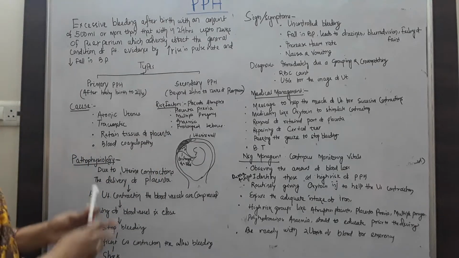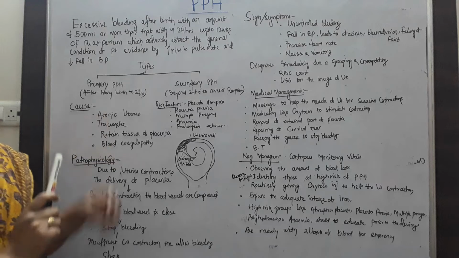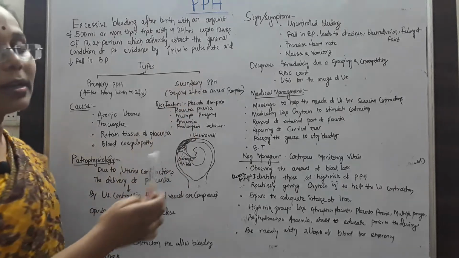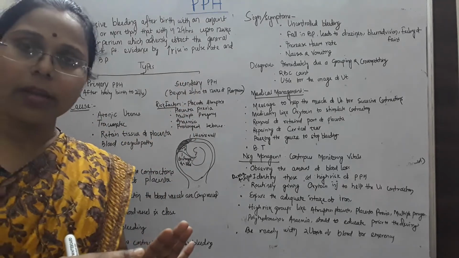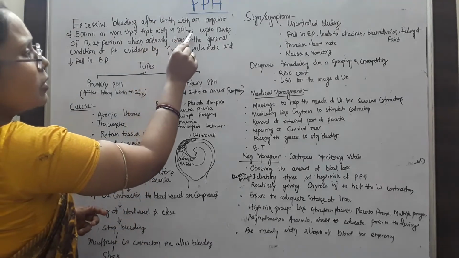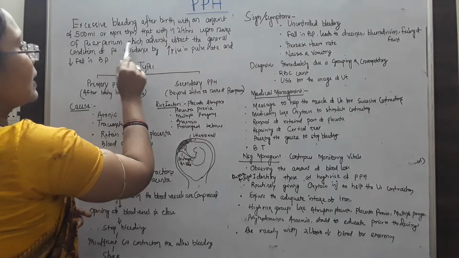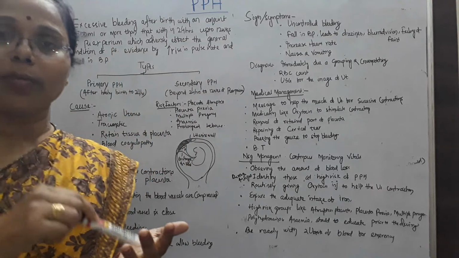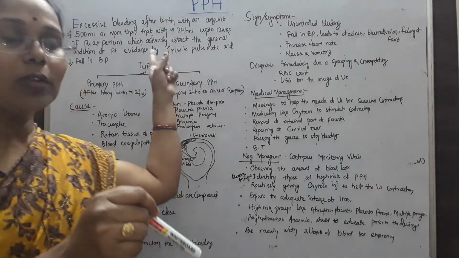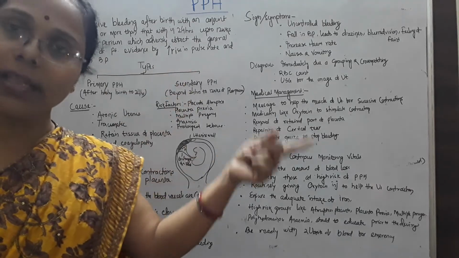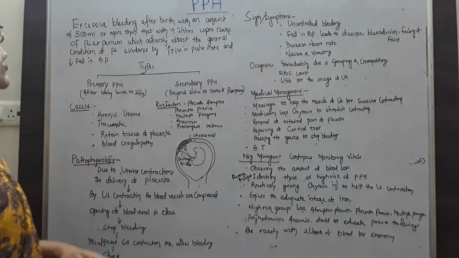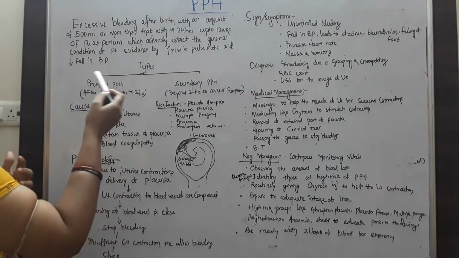PPH is defined as excessive bleeding or loss of blood after birth of the baby, where the amount should be 500 ml or more, occurring within 24 hours up to 12 weeks of puerperium. There is a quantitative definition, in which the amount of loss is 500 ml or more than that, which adversely affects the general condition of the patient.